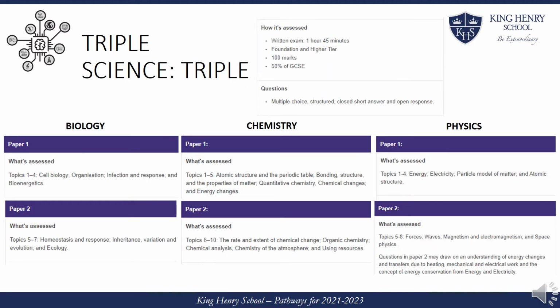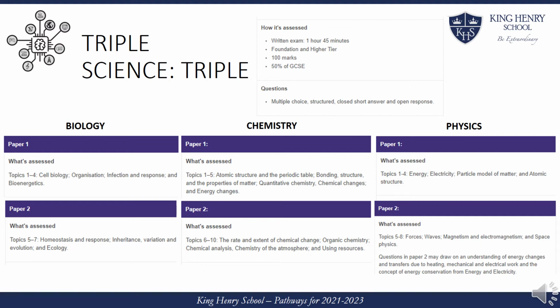So the triple science, which is also known as separate science, will result in 3 GCSEs at the end, and you will be able to go for triple science if you are achieving consistently well throughout the years. You will then be picked to go for triple science, so it's not an option. So it depends on how you are achieving and whether the department feels that you will be able to cope with the extra workload.